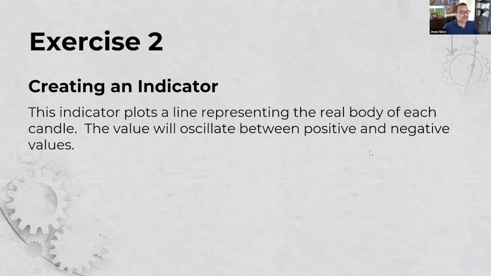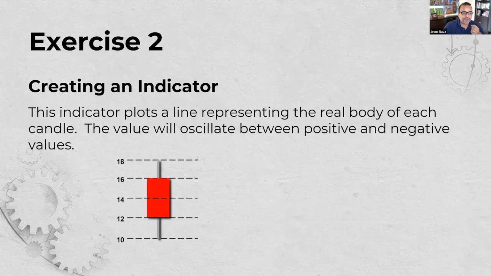And let's go to exercise number 2. We're going to create an indicator. Very simple calculation. Remember that the concept here is to get you started on how to create your custom studies and strategies. We're going to create a study that looks at the real body of a candle. The real body of a candle, we know, is the relationship between the open and the close.